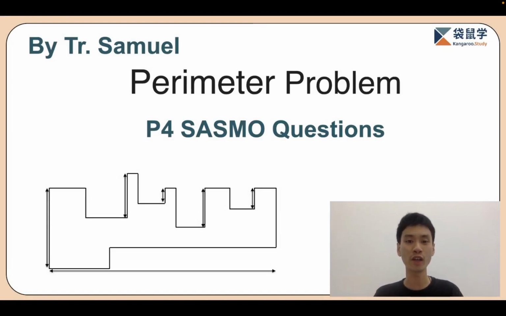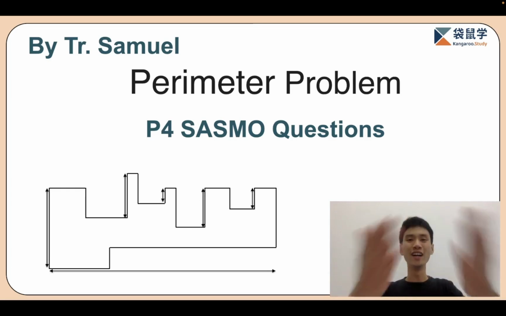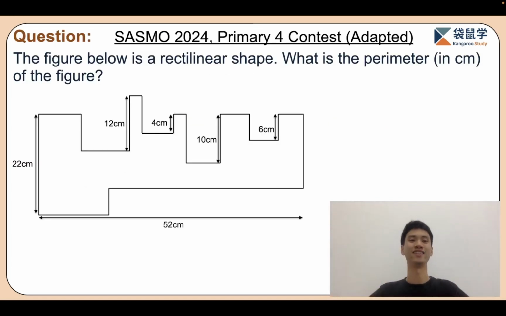Now, this kind of question is a very common question in the SASMO contest. So, without much further ado, let's take a look at the question. I'll read it out for you. The figure below is a rectilinear shape. What is the perimeter in centimeters of the figure?